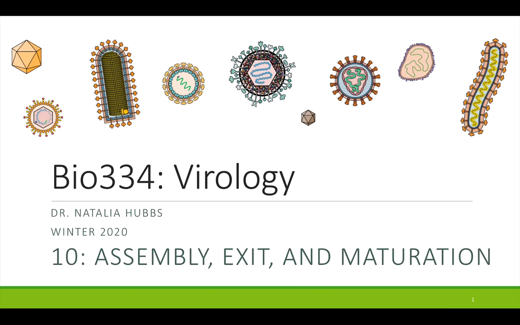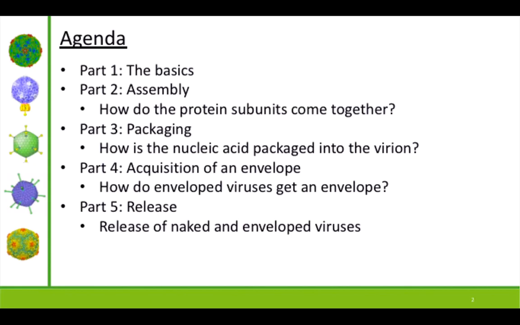So for today, we are going to be talking about assembly, exit, and maturation. In this topic, we're going to split it into five parts. The first thing we're going to think about is the basics. What determines how a virus is formed, where does this assembly actually happen, which is going to lead us into, well, how does assembly actually happen? How do the different protein subunits come together?